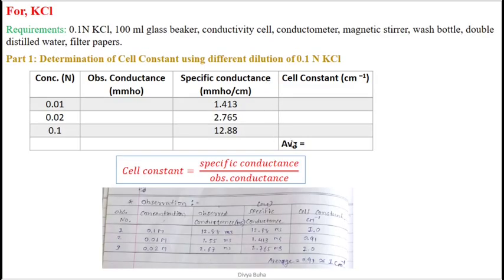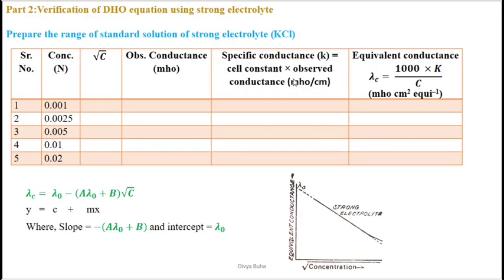So cell constant we are already having. You have to take the average value from here into observed conductance. So observed conductance you will be getting from here, and in that way you have to find out the specific conductance. And from this specific conductance, you have to find out the equivalent conductance. That would be lambda C equal to 1000 into K, where K is specific conductance upon the concentration. So concentration is this one.